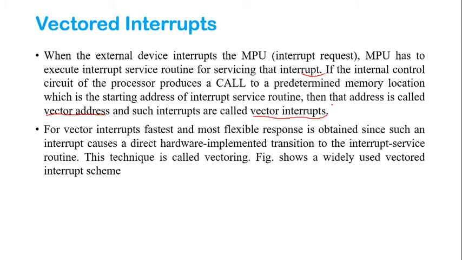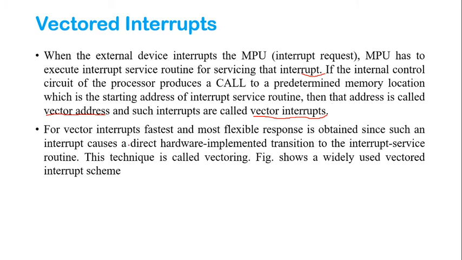So whenever we execute any kind of interrupt, the processor circuit makes a call to a predefined memory location. It starts our interrupt process, or interrupt service routine, from that predefined location in memory. This is called a vector address, and these interrupts are called vector interrupts because the location is predefined in the memory.